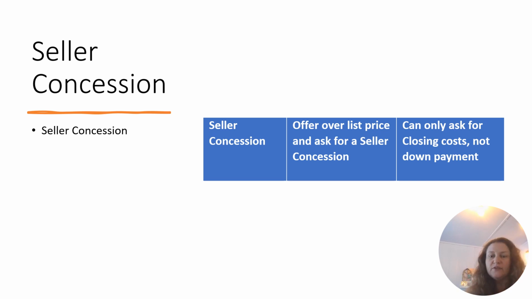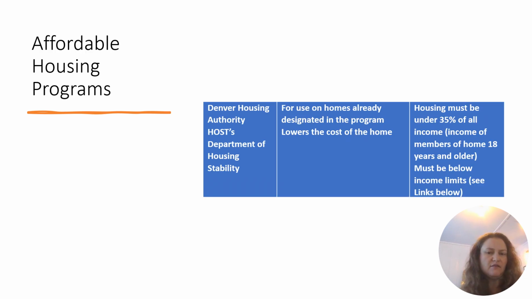You can only ask for closing costs. It doesn't go towards your down payment. So it just really relieves only one side of the things that you have to bring to closing. So you can't put it towards down payment, but you can put it towards seller closing or towards your closing costs. Lots of affordable housing programs out there.